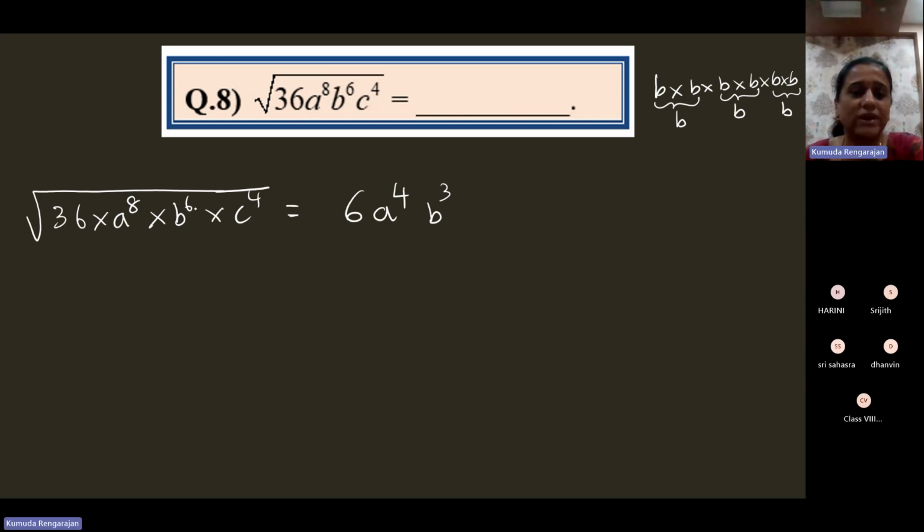So basically it is 6 by 2, 3. Then how many c's under the square root? C into C into C into C. 4 c's. So from 2 c's, 1 c out. From 2 c's, 1 c out. From 2 equal factors, we'll have to bring 1 out. So c squared. So this is the answer.